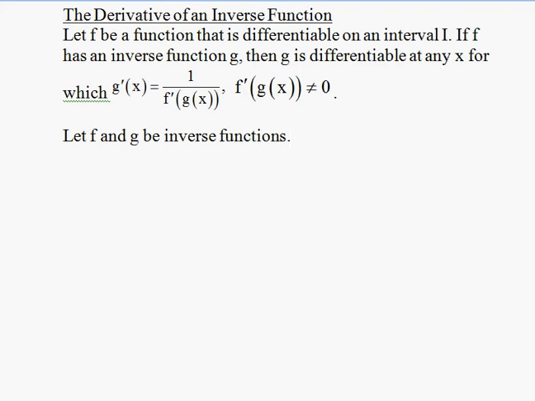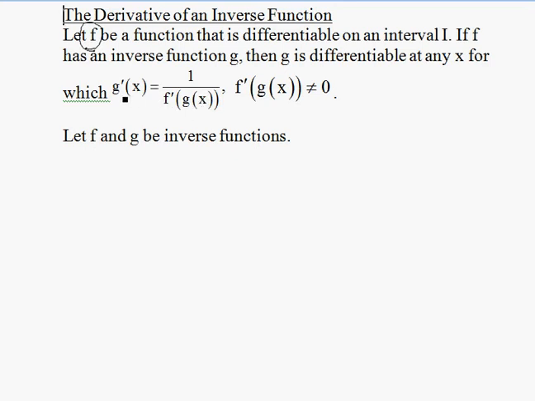Okay, now we're going to take a look at the derivative involving inverses. Derivatives involving inverses is kind of an ugly looking expression. The whole idea is that you don't know what the inverse function is. You typically only know the original function f, but you don't know the inverse function g. However, you know some values of the function and its inverse.